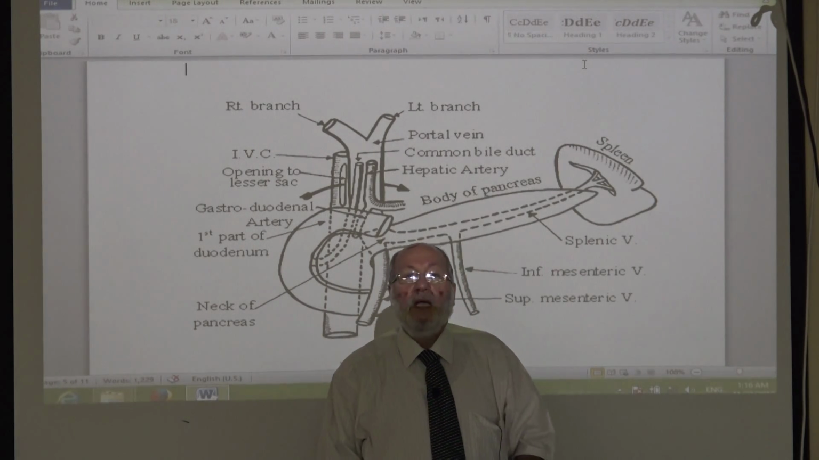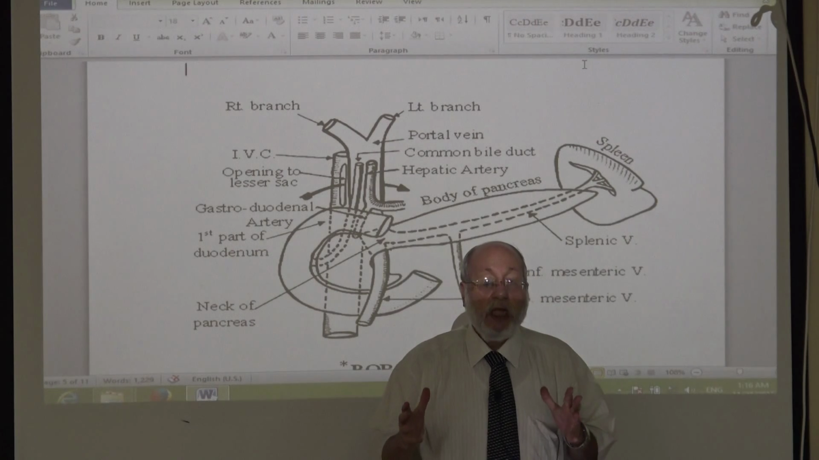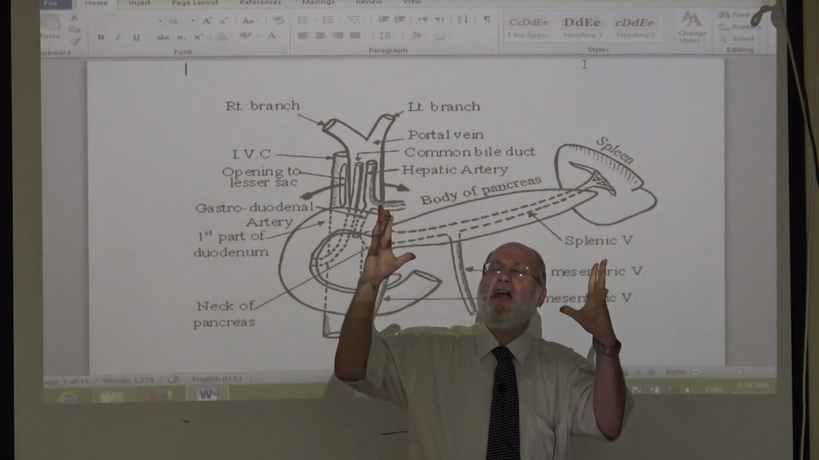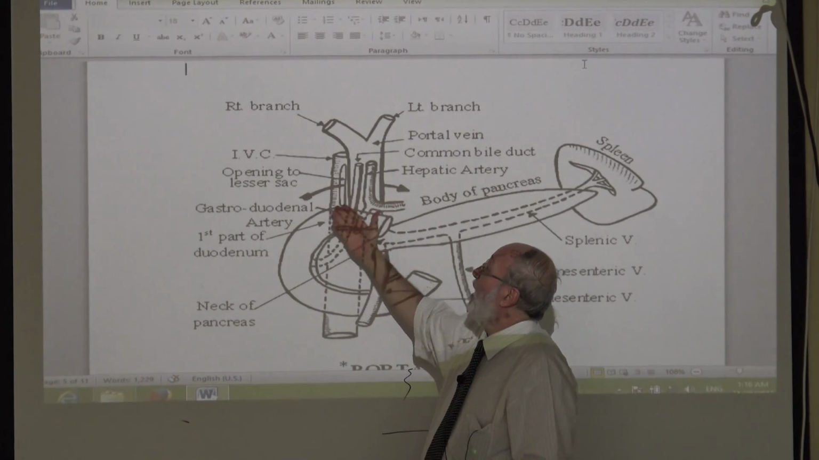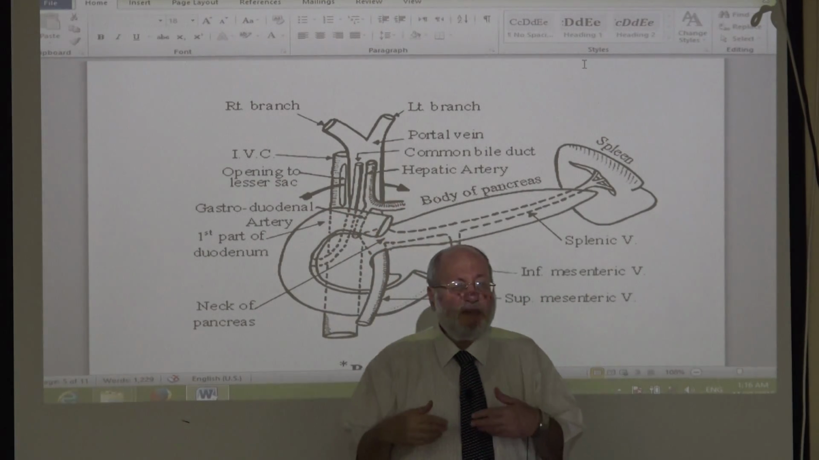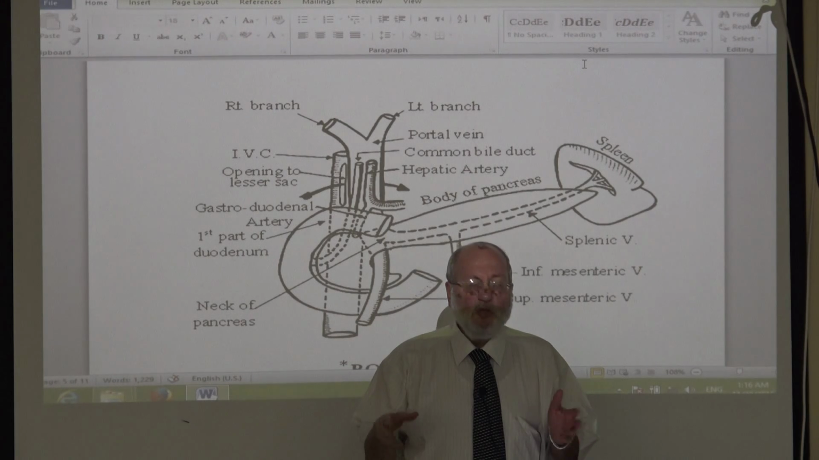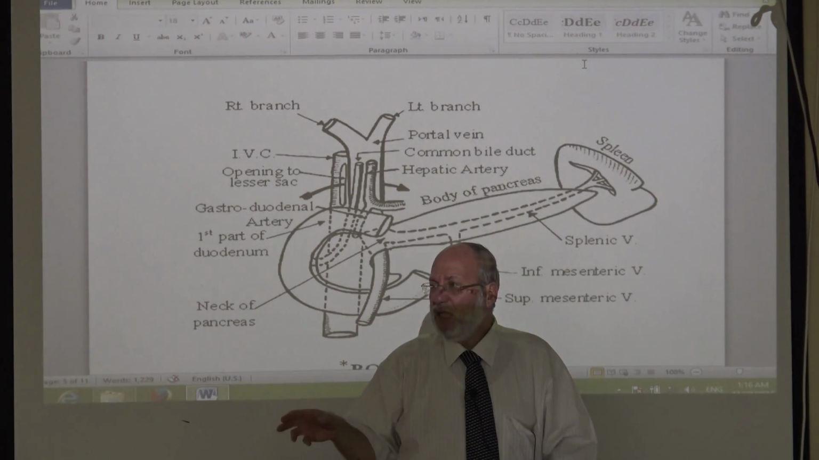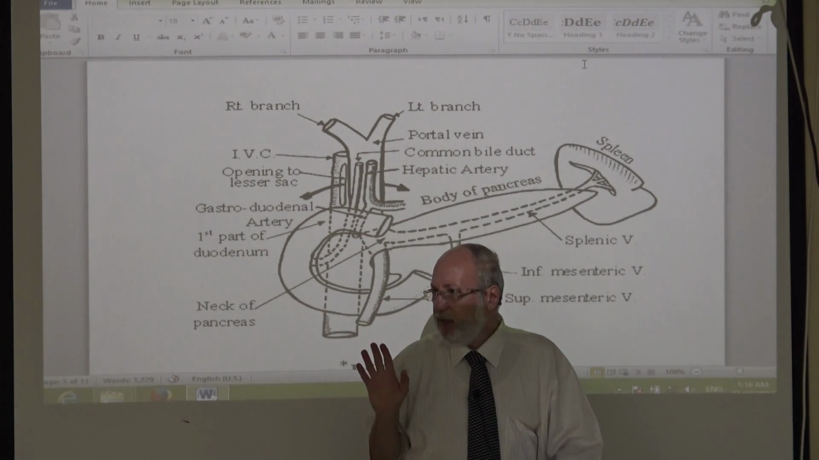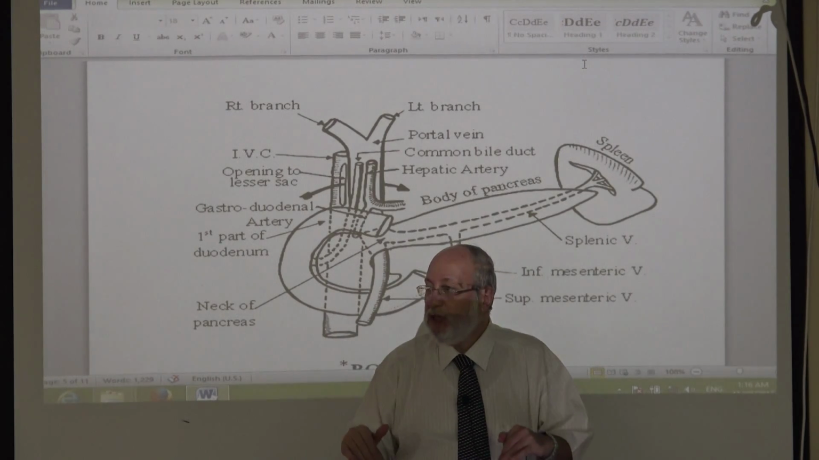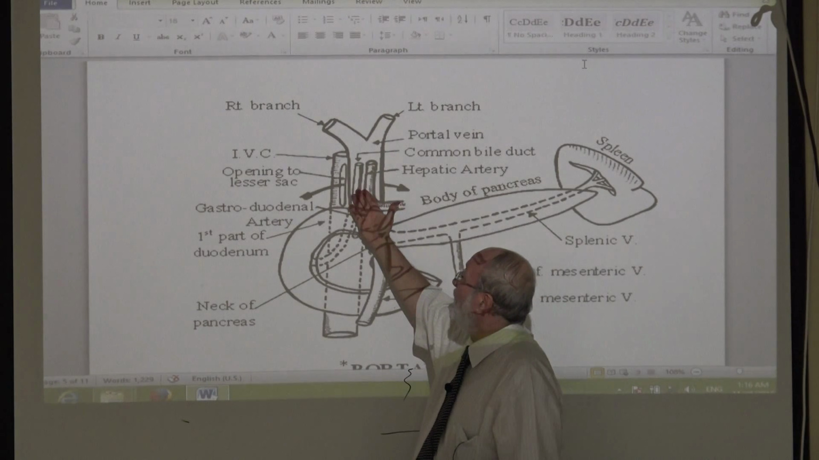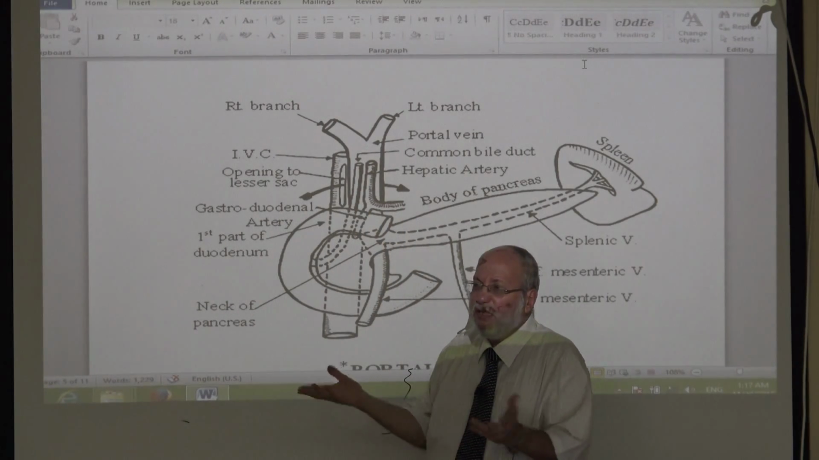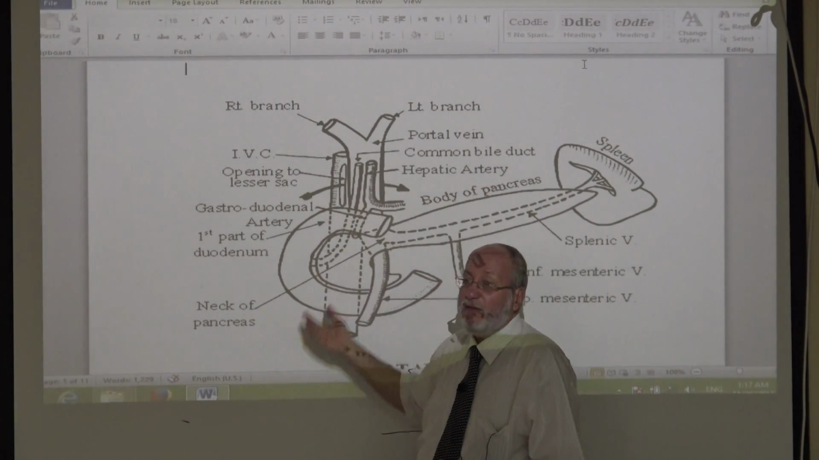Okay? If there is portal hypertension, the pressure is very, very high inside the portal vein, while in the systemic circulation the pressure is very low. Normally, the pressure in the portal circulation is much higher than the systemic. If there is portal hypertension, the pressure is exaggerated: very high pressure in the portal vein and low pressure in the systemic vein, the inferior vena cava.